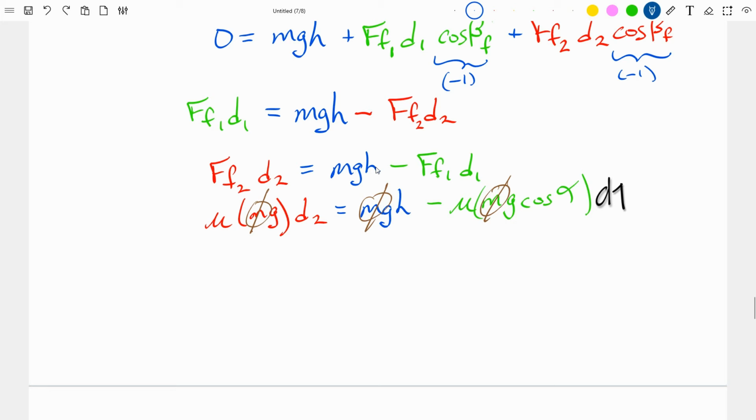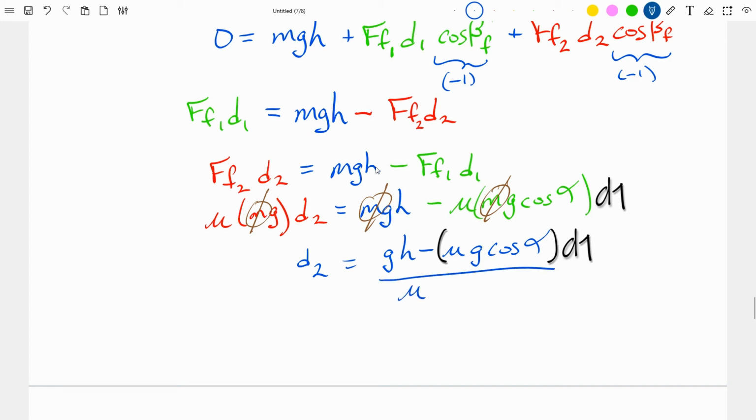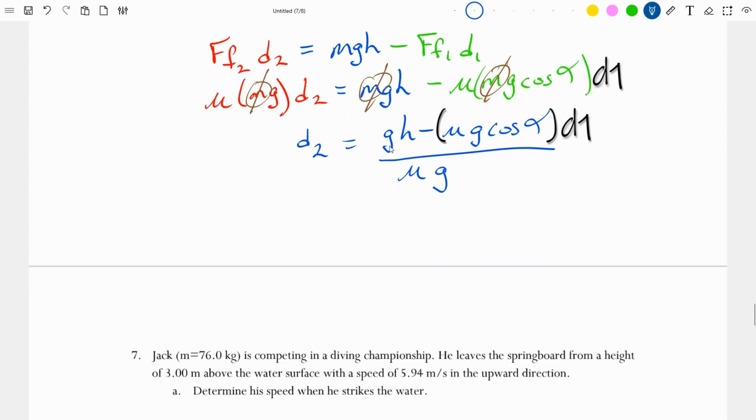So just to regain my focus here, if I want to find this distance in part 2, I'm just going to write everything in blue now. Distance in part 2 is equal to, well, there's a g, an h, minus a mu, a g, a cos of theta, or sorry, alpha. And then I'd have to divide by the mu and the g, because I'm after d2, to the other side. For the record, neither of those cancel. g is not in both terms in the numerator.